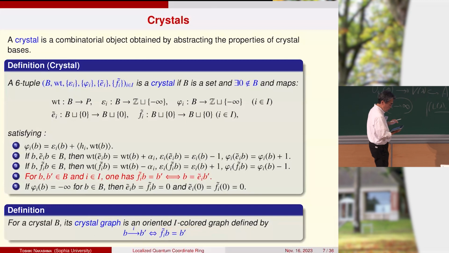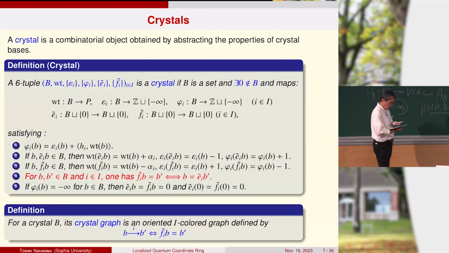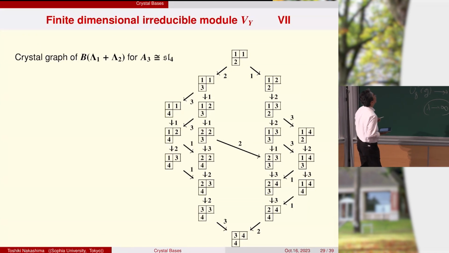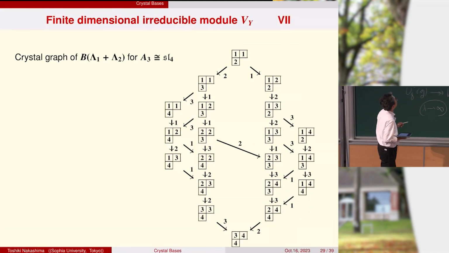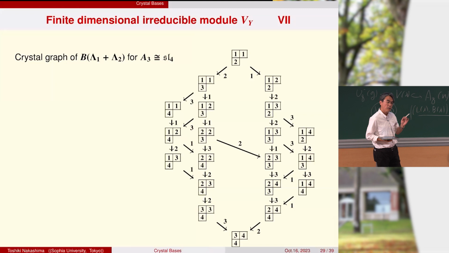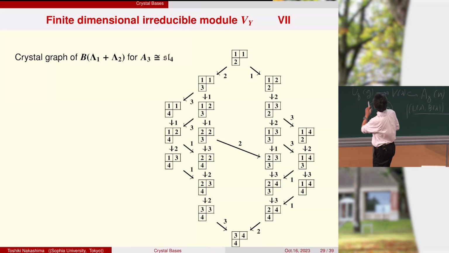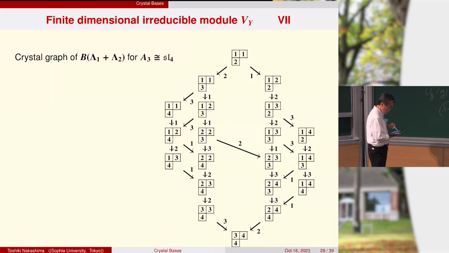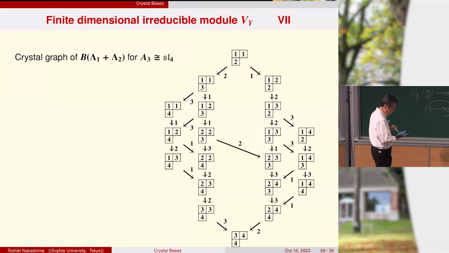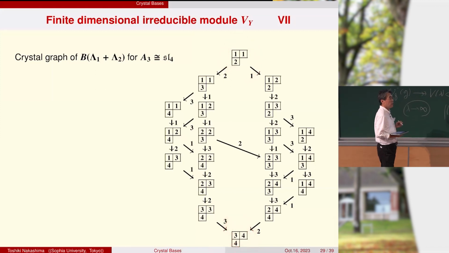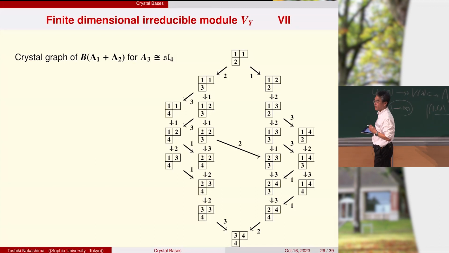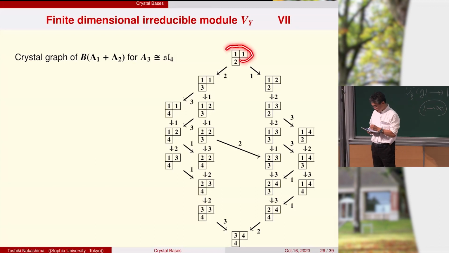For example, not this case, but this is a typical crystal graph of B of lambda 1 plus lambda 2, where lambda 1 and lambda 2 are fundamental weights for SL4. This is the crystal graph. This is the highest weight vector, and this is the lowest weight vector. In this case, each vertex is parameterized by a Young tableau. The shape is this one.